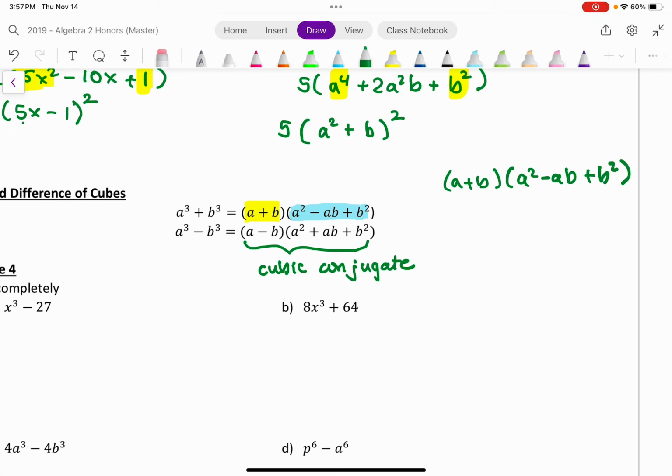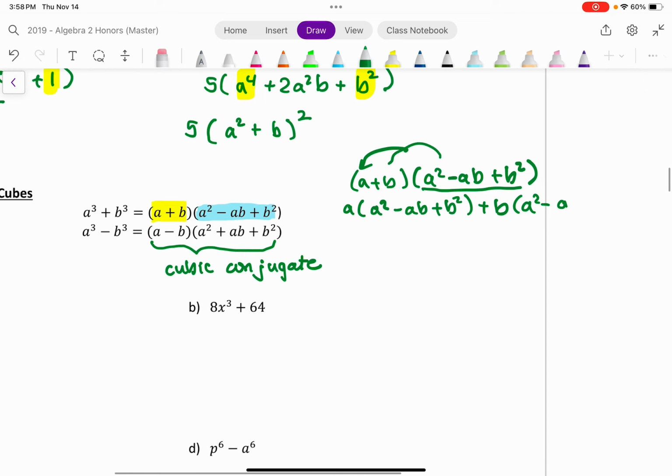Now there's different ways. You can use expanded FOIL for this, or you could just multiply the a by a squared minus ab plus b squared, and then plus b. So I'm distributing this here over both of these two terms. B times a squared minus ab plus b squared, like that. And then distribute the a and distribute the b.